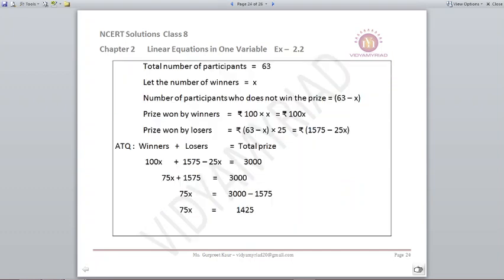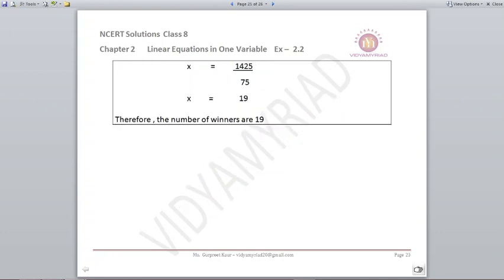So what is the situation according to the question? Winners plus losers is equal to the total prize. That is 100x plus 1575 minus 25x, when you open the bracket, is equal to 3000. You will find out the value of x, that comes out to be 19. And what was x? We assumed winners as x. So the number of winners are 19.